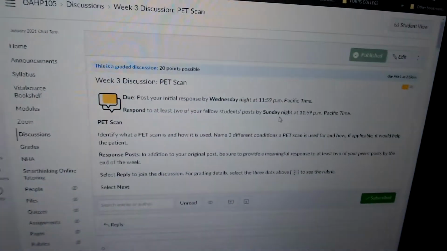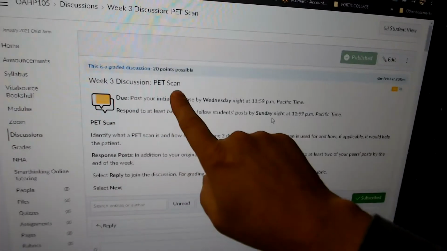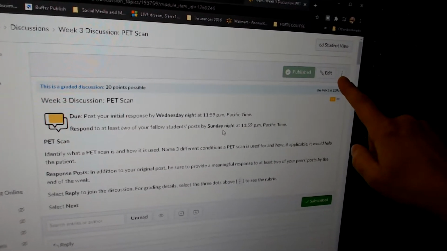You can get the rubric. Remember, if you're looking at the week 3 discussion, PET scan, move some stuff over here. Sorry, that's my teacup. You're going to look over here. We're going to see week 3 discussion, PET scan, and over here you're going to see 3 little dots. That's where you can click and you can get the entire rubric for this thing, and it'll tell you exactly what I'm getting you guys set up on. Wow, so many people have already answered it. This is really good. Very proud of you.